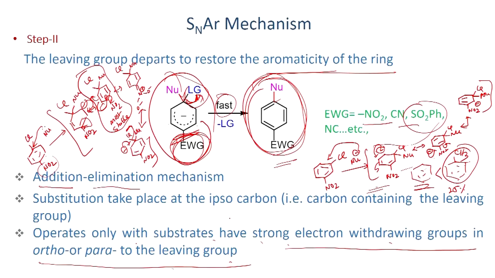If we have the electron withdrawing group at meta position, the reaction is not favored, and this can be understood by drawing the possible resonance structure after the reaction. You can see here, when the reaction takes place at para position, you can have this resonance structure which is more stable, but you do not have this kind of resonance structure when you carry out the reaction in the case of meta substituted substrate, and therefore, the reaction is not favored. So, if the substrate has a strong electron withdrawing group in ortho and para position, then only the reaction can be facilitated in the case of aromatic nucleophilic substitution reaction.